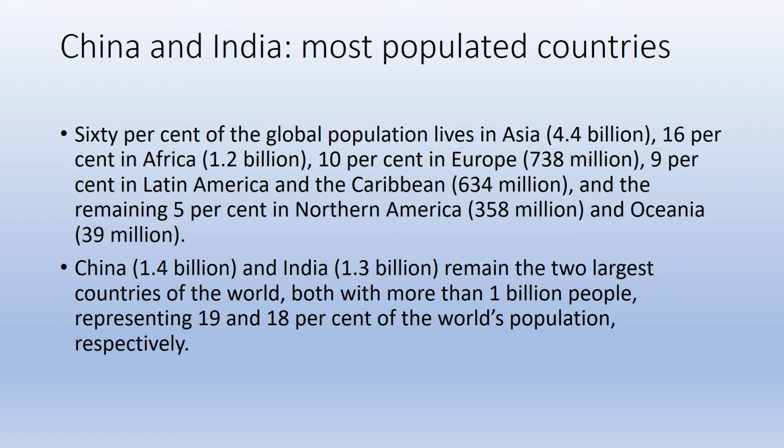So it says here that this is the other fact here. It says China 1.4 billion and India 1.3 billion remain the two largest countries of the world, both with more than 1 billion people, representing 19 and 18% of the world population, respectively. So China is 19% and India is 18%. Just one country represents 19% of the world population, and India 18%. So that is absolutely huge. It's tremendous. It's a lot of people in India and China.